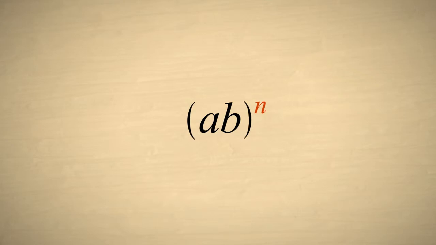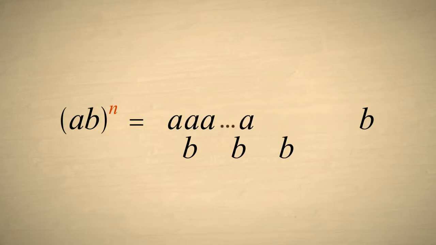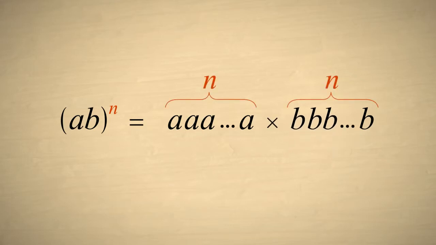Let's start with a simple expression containing two terms, a and b, multiplied together, and raise this expression to some power n. As we saw, this is equivalent to n copies of the expression multiplied together. Now, since all the a's and b's are multiplied, and multiplication is commutative, we can rearrange the a's and b's any way we like. If we group all the a's and all the b's, we have n a's multiplied together times n b's multiplied together.